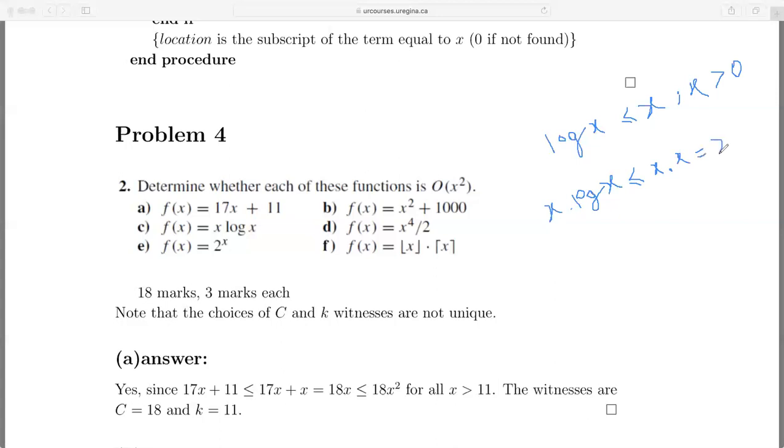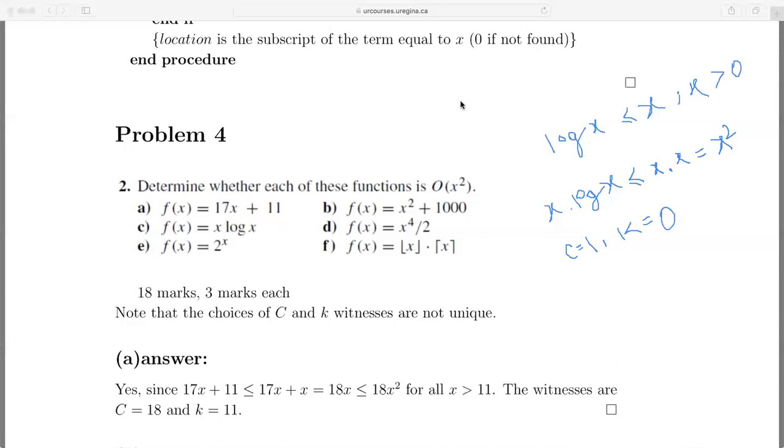So you have shown that this function is big O of x squared, and the value of c here is 1, and you can choose k equals 0, which will satisfy the equation. So that's it.